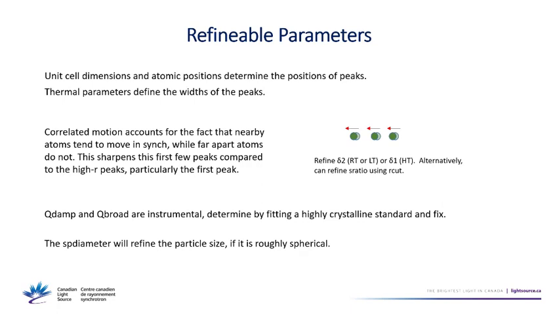And so there are these delta 1 and delta 2 parameters, like in PDFgui, that you can refine, which take into account this correlated motion. There's also Q-damp and Q-broad. Q-damp is just how the PDF falls off because of instrumental effects. And Q-broad takes into account some Q-dependent broadening of peaks. These are ones you determine by fitting a standard, which is what we'll do as part of the tutorial. And then you would usually leave these fixed.